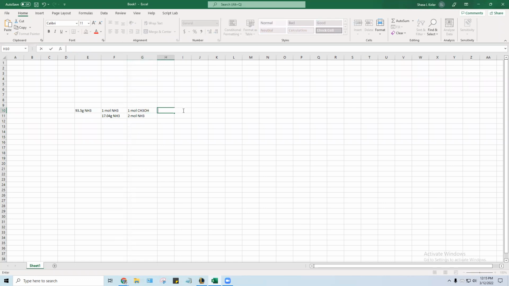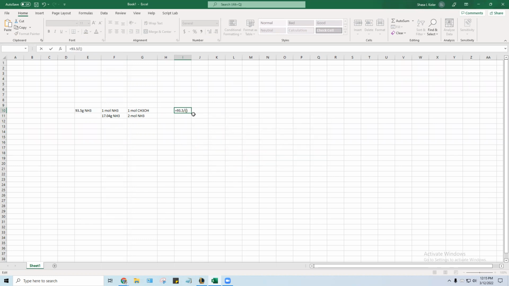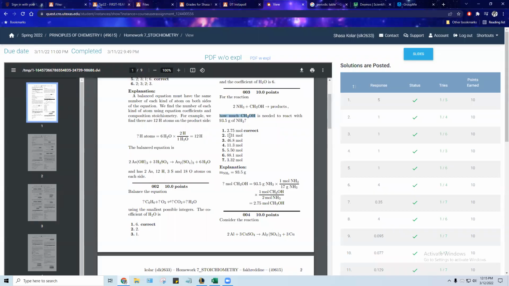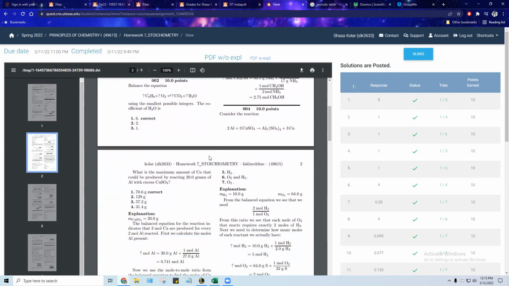And so we are going to do equals 93.5 over, and then we have to multiply the bottom. I know, the formula hurts you. That's fine. 17.04 times 2. And that gives our answer, the correct answer of 2.75. So it explains it all right here, but I just want to go through why they're doing that.